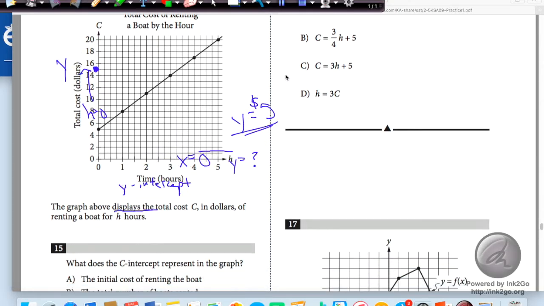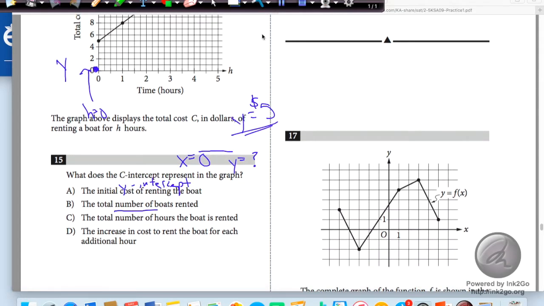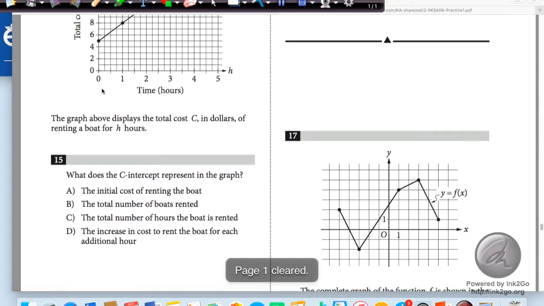So if I were to slide back down, we're trying to think to ourselves, let me clear this, why do I have to pay $5 even if I don't take the boat out at all? And the most logical explanation is that there's an initial cost of renting the boat, right? So the initial cost of renting the boat is just your flat rate, or your flat fee, is most commonly how it would be referred to. Okay, so A is going to be the best possible answer for 15.